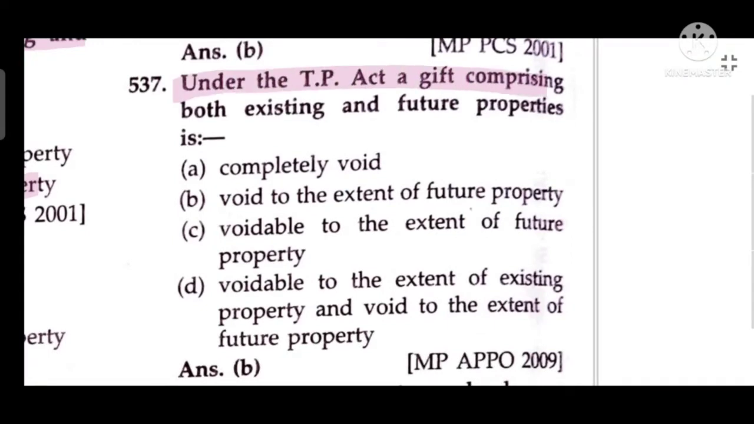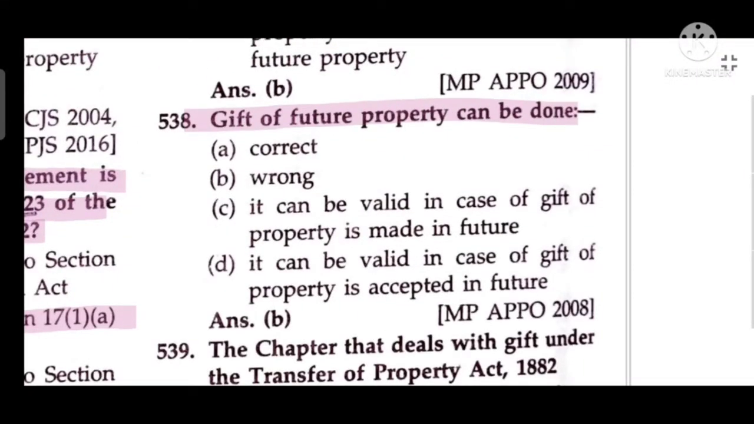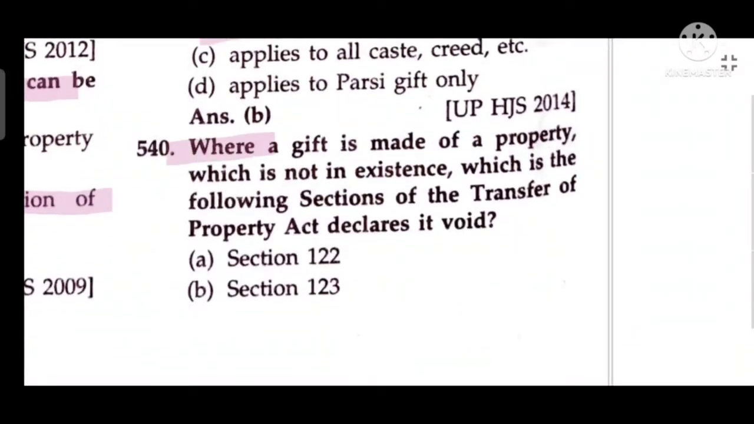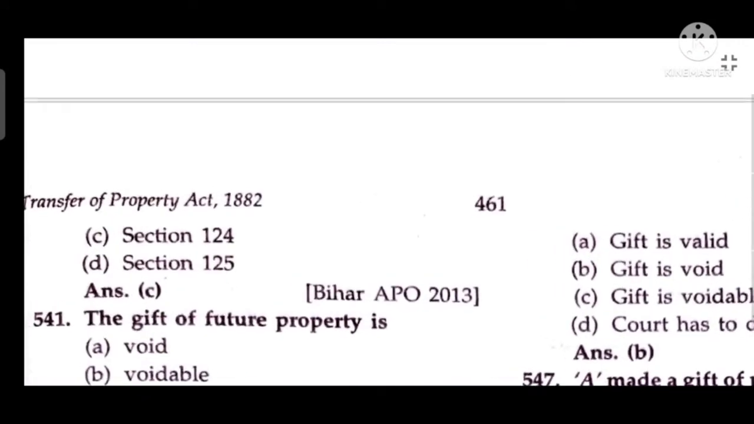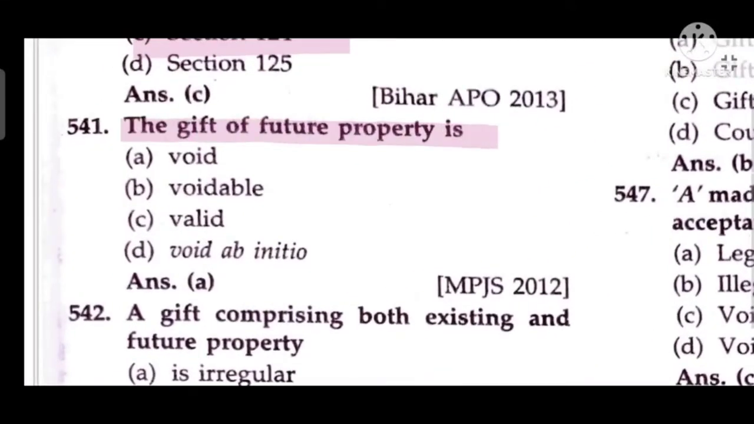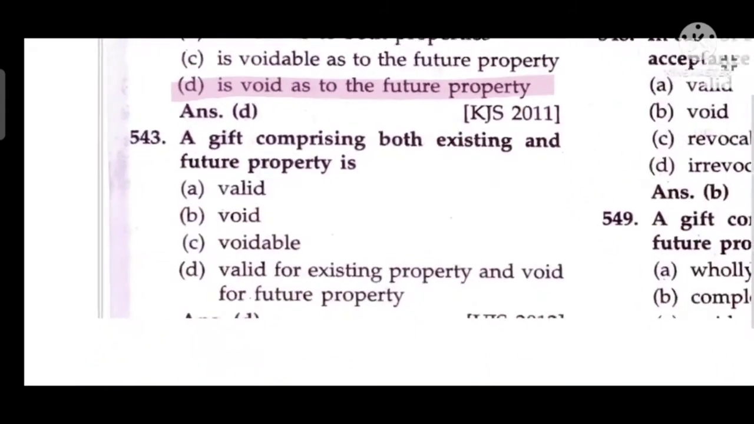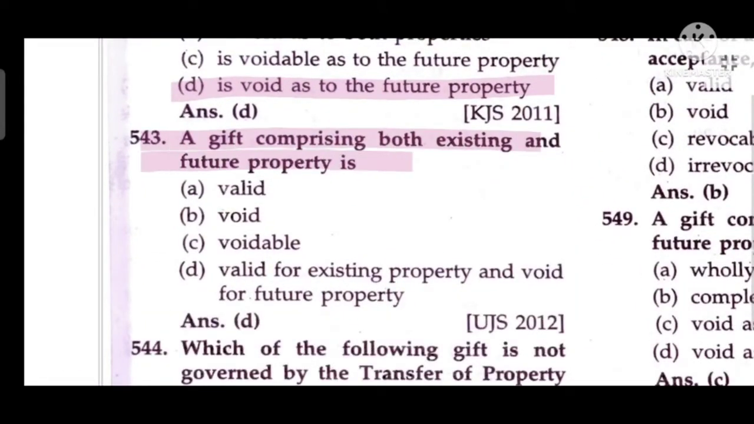Under the Transfer of Property Act, a gift comprising both existing and future property is void as to the future property. Can a gift of future property be made? Wrong. The chapter dealing with gifts under the Transfer of Property Act 1882 does not apply to Mohammedan gifts. Where a gift is made of property not in existence, which section declares it void? Section 124. The gift of future property is void. A gift comprising both existing and future property is void as to the future property.